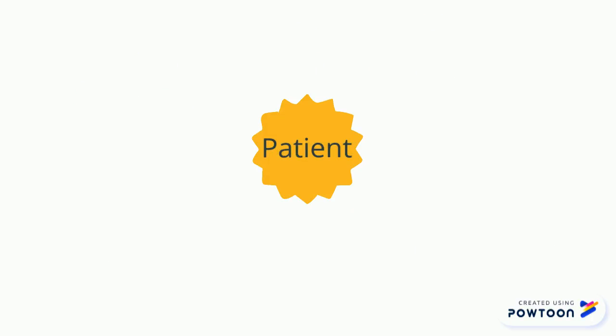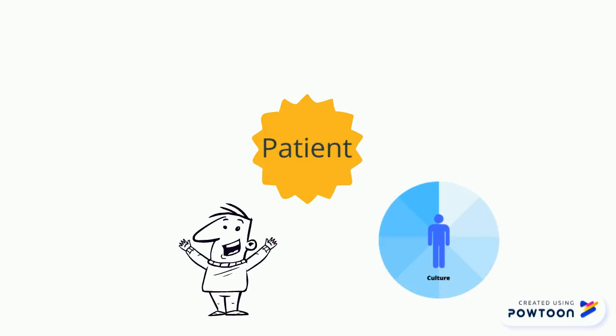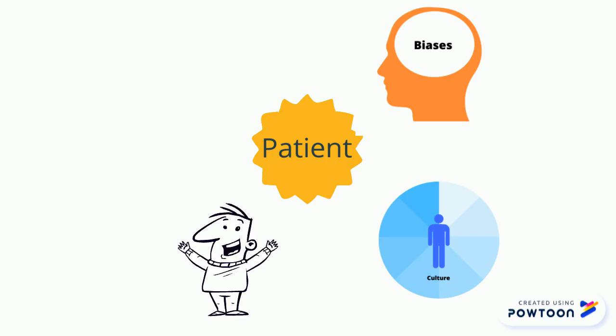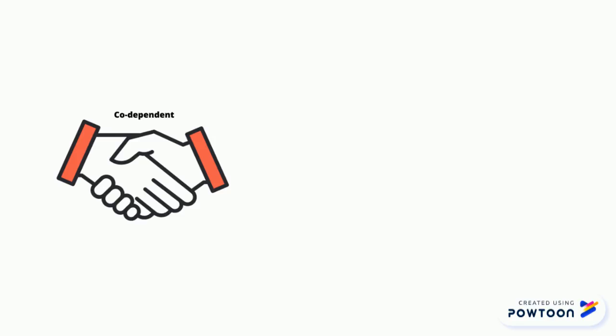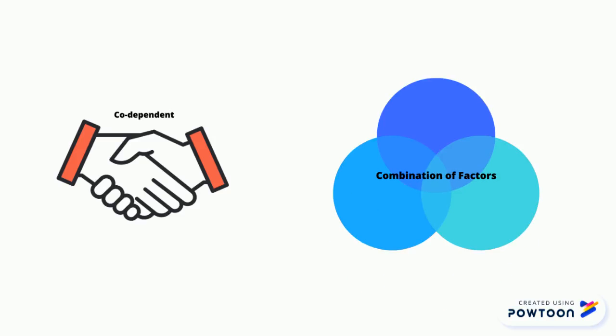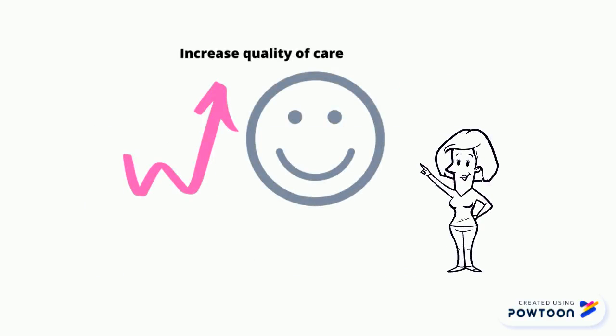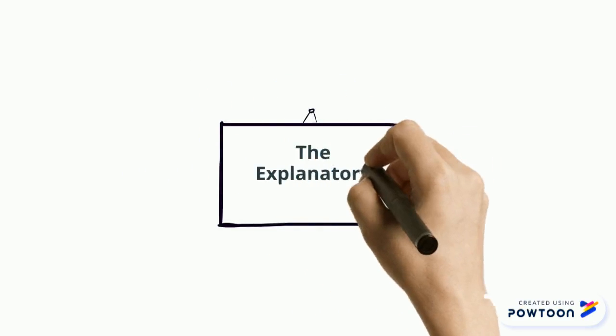This is your patient. They have their own culture and personal experience, and the biases that go along with this. This means all patients will have a very different view of illness and the medical professions that assist them. The interactions that you have with your patients and the medical outcomes of these interactions are dependent on each of these factors. We would like to help you improve your interactions with patients to improve the overall outcomes by dealing with these factors holistically. To do this, we would like to introduce the explanatory model.